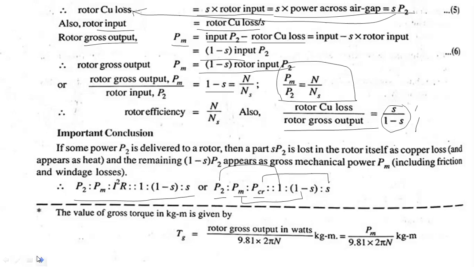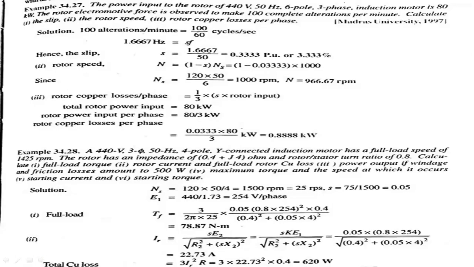Okay, so now we will go with the example. First example: the power input to the rotor of a 440 volts, 50 Hz, 6-pole, 3-phase induction motor is 80 kilowatts. The rotor electromotive force is observed to make 100 complete alternations per minute. Calculate the slip, the rotor speed, and the rotor copper loss per phase.